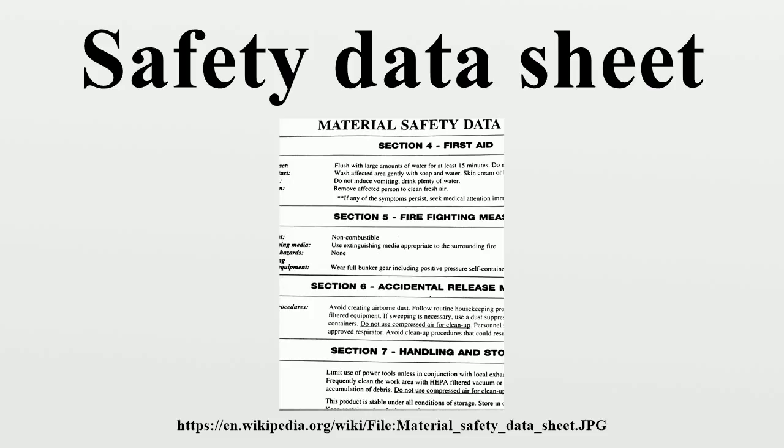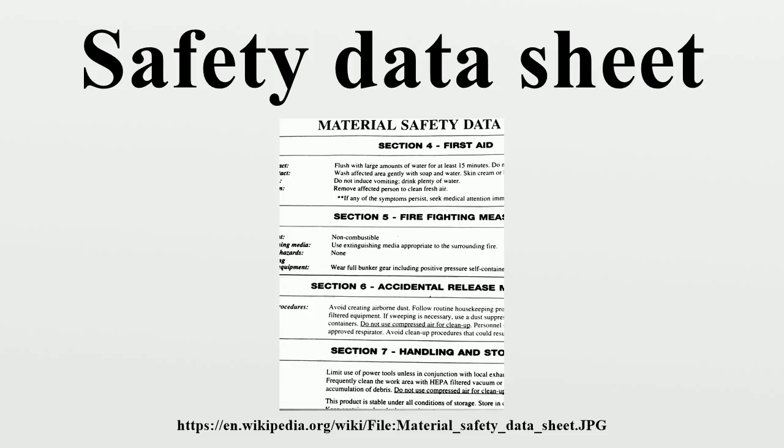Section 3. Composition, information on ingredients. 3.1. Substances. 3.2. Mixtures. Section 4. First aid measures. 4.1. Description of first aid measures. 4.2. Most important symptoms and effects, both acute and delayed. 4.3. Indication of any immediate medical attention and special treatment needed. Section 5. Firefighting measures. 5.1. Extinguishing media. 5.2. Special hazards arising from the substance or mixture. 5.3. Advice for firefighters. Section 6. Accidental release measures.